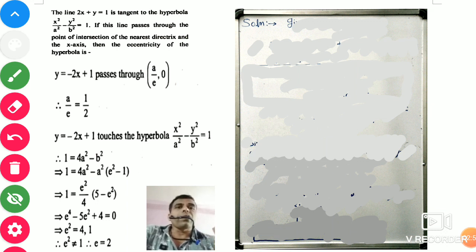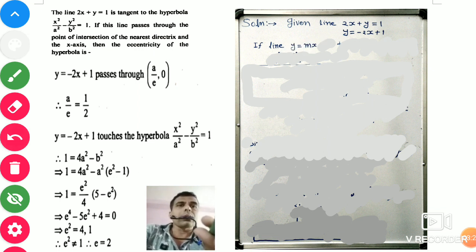But if you don't understand the formula, here I will explain how you will solve that by the long method also. So here on the board I will show you the given line 2x plus y is equal to 1. This is the given line, and we can transform it to y is equal to minus 2x plus 1.